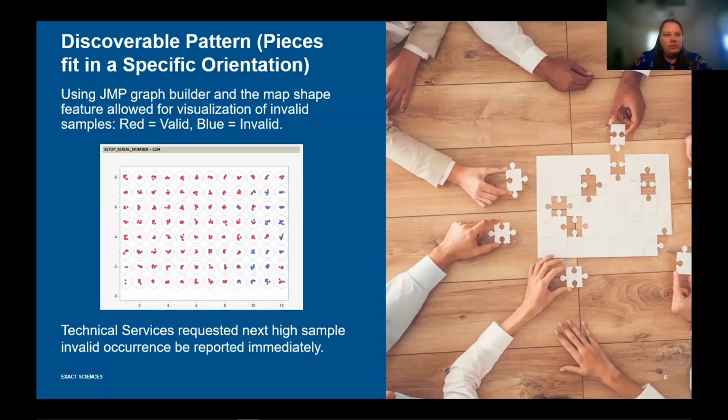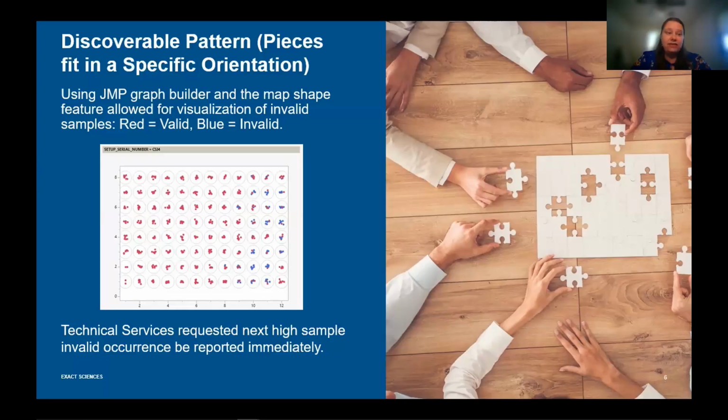So what we were able to do is use JMP Graph Builder and the map shape feature to allow for visualization of where the invalid samples were occurring. So in this small picture, you can see that there are red and blue dots within each of the wells of the 96 well plate. You can see that there's a bit of a pattern, right? The red dots are valid samples and the blue dots are invalid samples.